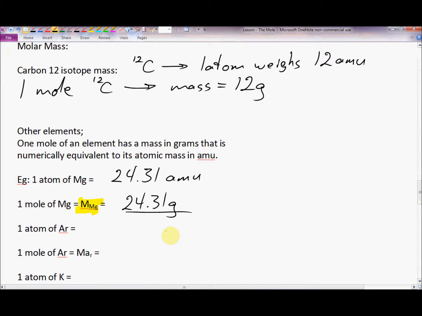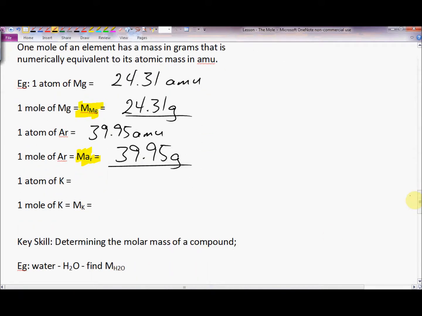Atomic mass units. 1 mole of argon has a mass of 39.95 grams. Potassium, 1 atom of potassium has a mass of 39.10 AMU, but 1 mole of potassium has a mass of 39.10 grams. Okay, there you have it. So that's one of the important things to know about a mole.